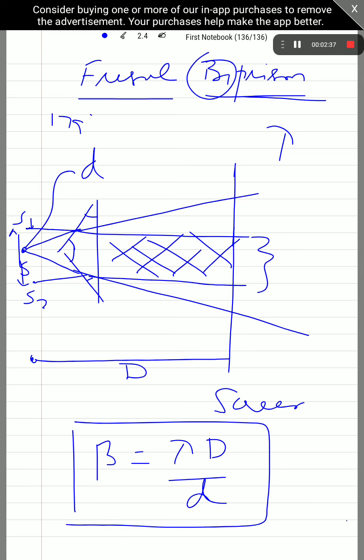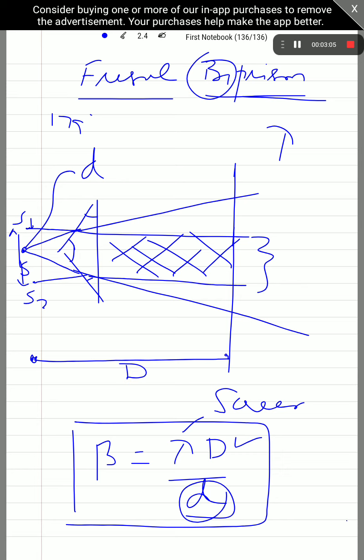So this beta is the fringe width, lambda is the wavelength of light, capital D is the distance between the source and the screen, and small d is the distance between the two distinct sources S1 and S2 made up of single source S. The important thing here is the two sources are made up of the single source S, and the distance between the source and screen is capital D.